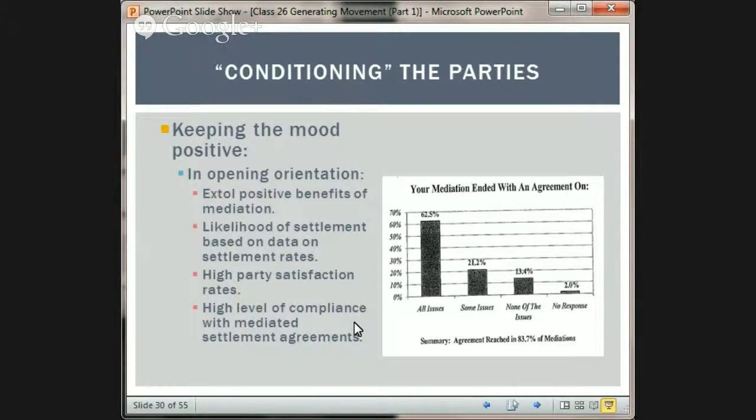Now, I don't know that there's a lot of data on this. I can't remember seeing it, but one of the things you can do is just say that because the agreement reflects the true interests and needs of the parties, they tend to want to comply with it.